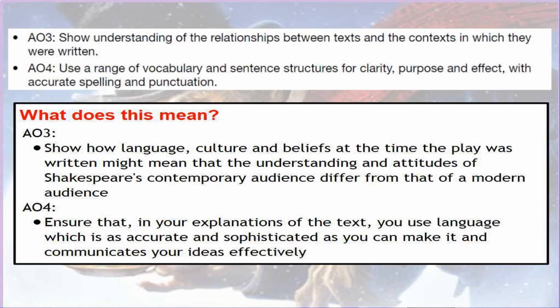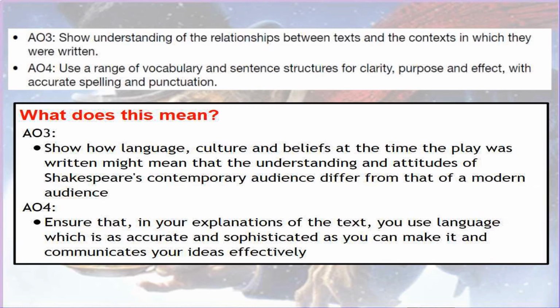The final main assessment objective for literature, assessment objective 3, is linking your discussion to the language, culture and beliefs at the time in which the text was written. So if it's a Shakespeare play, having an understanding of what beliefs at the time were about the themes in the play and how they might impact how an audience at the time might receive the themes compared with a modern audience.